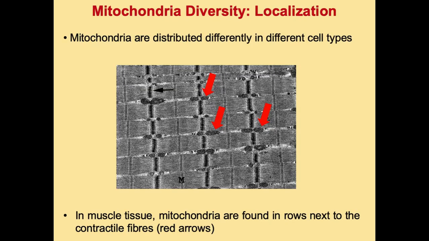As well as numbers, the localization of mitochondria can be different in different cell types. And here we have an image of a muscle tissue. You can see here quite clearly that the mitochondria are found in rows next to the contractile fibers. And this is quite obvious because where the muscles contract, we need lots of energy. Mitochondria are producing the energy, the ATP, that's required for muscle contraction. And so this is where you would expect to find the mitochondria.